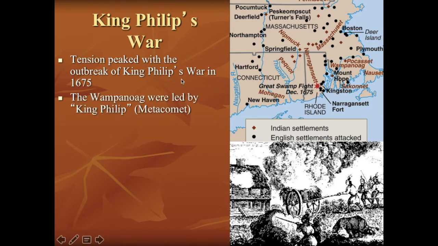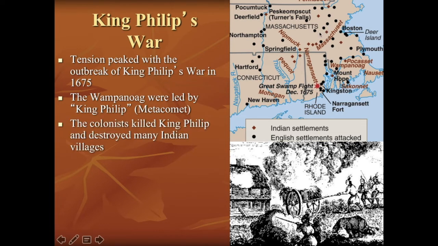King Philip was a name given to a Wampanoag leader. His real name would have been Metacom or Metacomet, but the New Englanders called him King Philip. And this uprising of Native Americans is actually extremely violent and for a while extremely successful. If you look at the map here, and it says here English settlements attacked, you can see how many of the Native Americans were successful in attacking so many of the English towns. In fact, they pretty much drove the Puritans all the way back to Boston. But eventually, the English diseases are going to set in even more, and eventually they are going to successfully fight back, and they are going to eventually kill King Philip and destroy many Native American villages in the process.